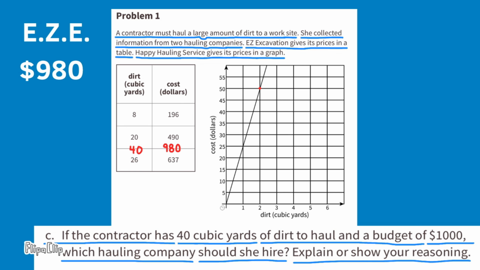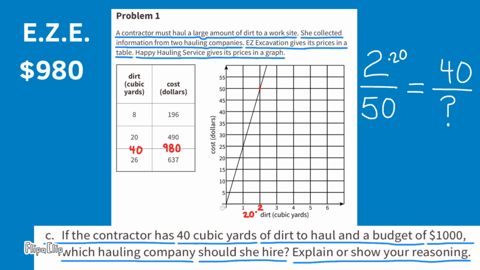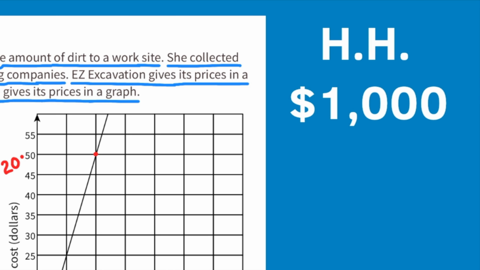Let's look at the graph for Happy Hauling. If hauling 2 cubic yards of dirt costs $50, then hauling 40 cubic yards of dirt would cost 20 times that amount. Since 2 times 20 equals 40, and we have to haul 40 cubic yards of dirt, since we multiplied cubic yards of dirt by 20, we need to multiply the cost in dollars by 20. 50 times 20, or 20 times 50, equals $1,000. To haul 40 cubic yards of dirt for Happy Hauling Service, it costs $1,000.